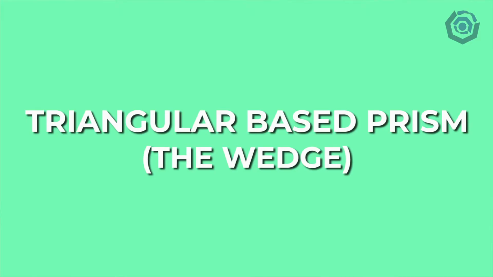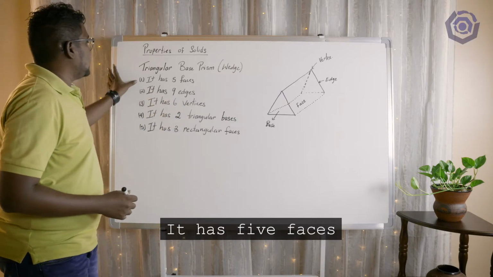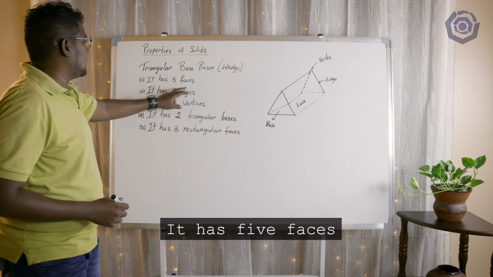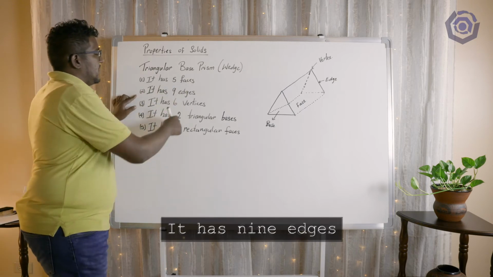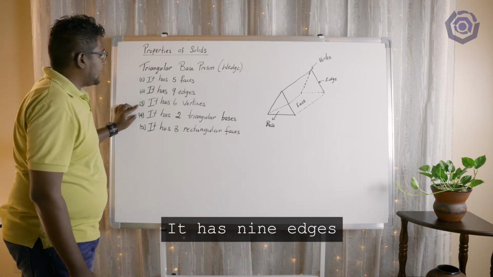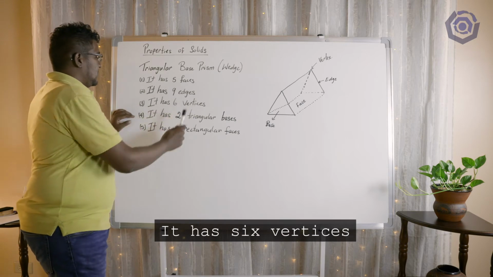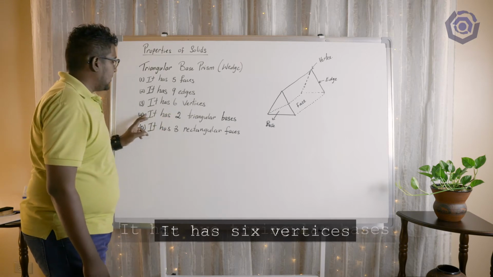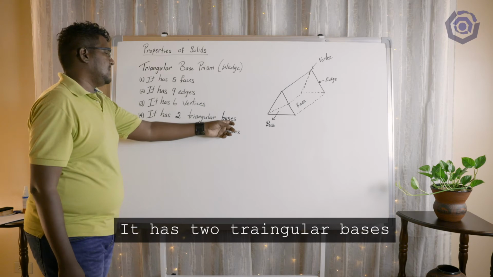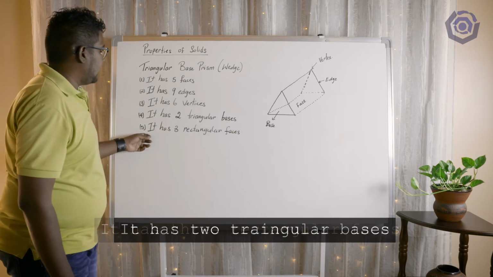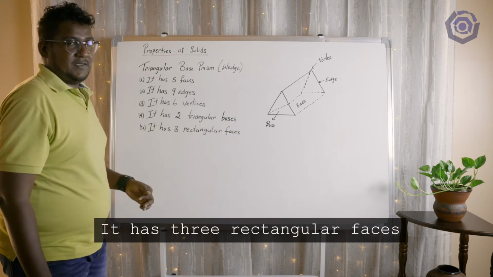The fourth shape we would be looking at would be the triangular base prism, or we call it the wedge. So the first one is, it has 5 faces. Number 2, it has 9 edges. Number 3, it has 6 vertices. Number 4, it has 2 triangular bases. And number 5, it has 3 rectangular faces.